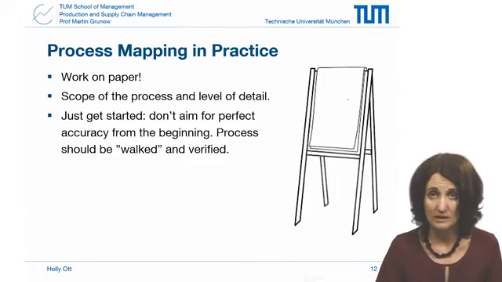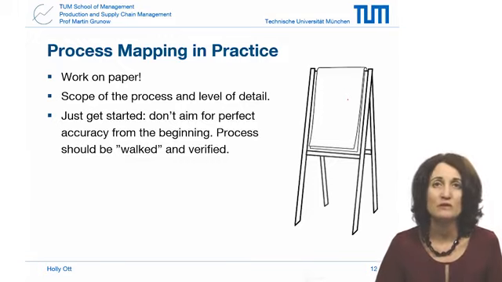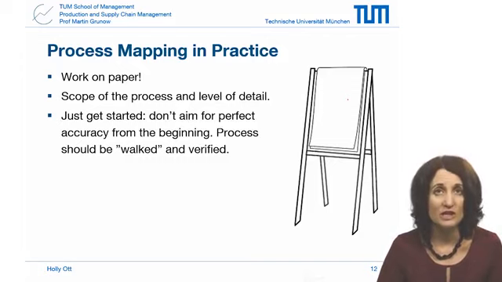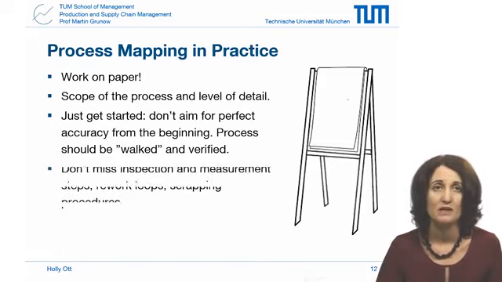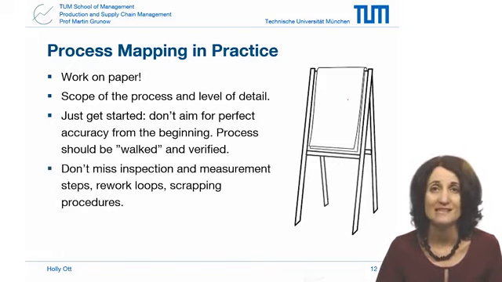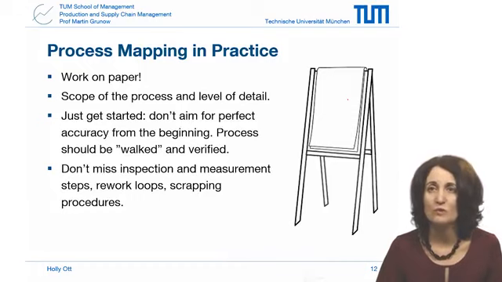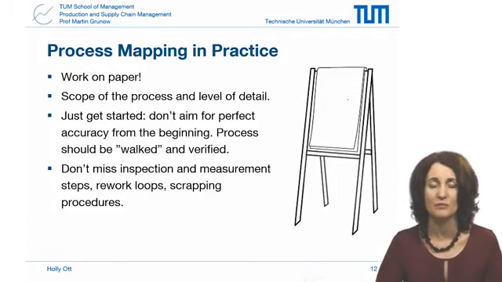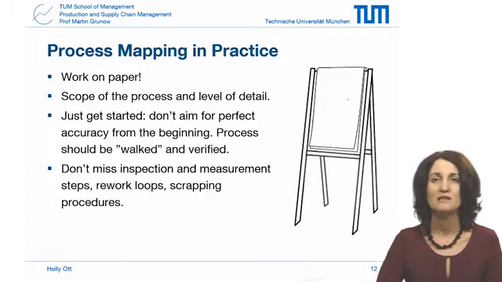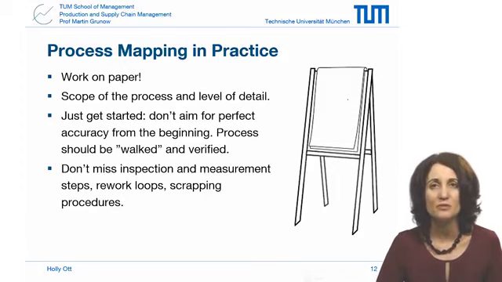The process needs to be walked, and inputs from the process owners and those using the process need to be considered. And of course, when it's on paper, you can then make changes before it actually gets saved electronically. And watch out for what's known as the hidden factory. Inspection points, measurement points, rework loops, scrapping procedures, these are all things that are normally not considered when you're thinking about the process of making a product or a service. These are parts of the process that are often hidden and take additional time and additional resources, and these should be included.